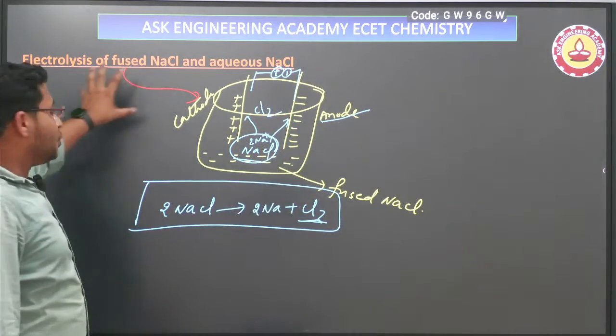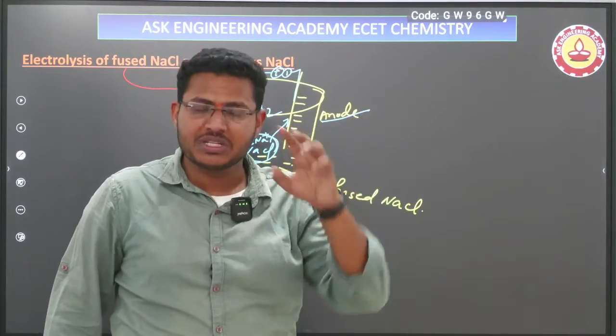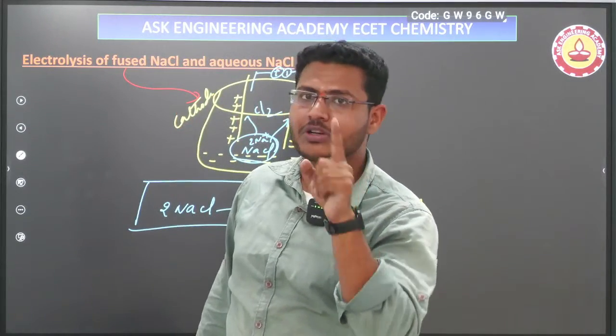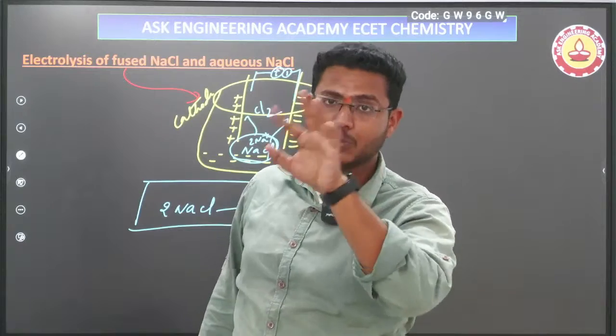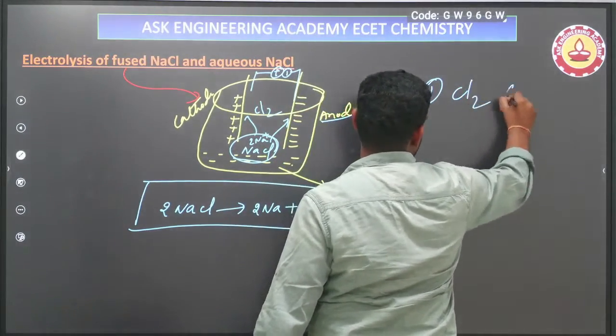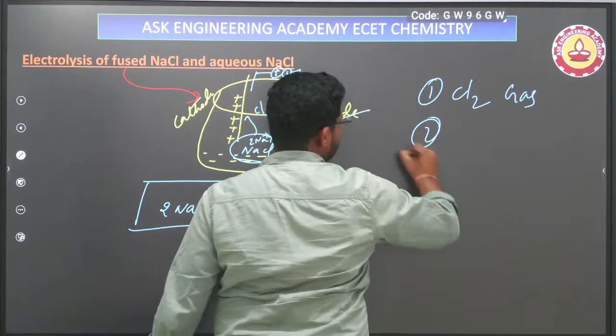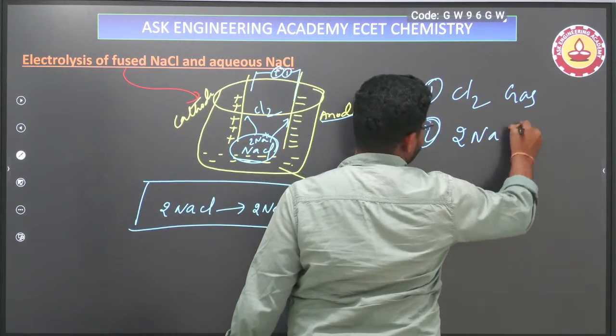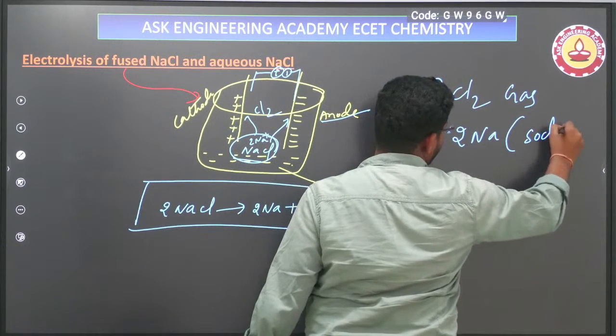So during the electrolysis of fused NaCl, two products are produced. One is Cl2 gas, chlorine gas. The first product is Cl2 gas, and the second product is sodium metal.